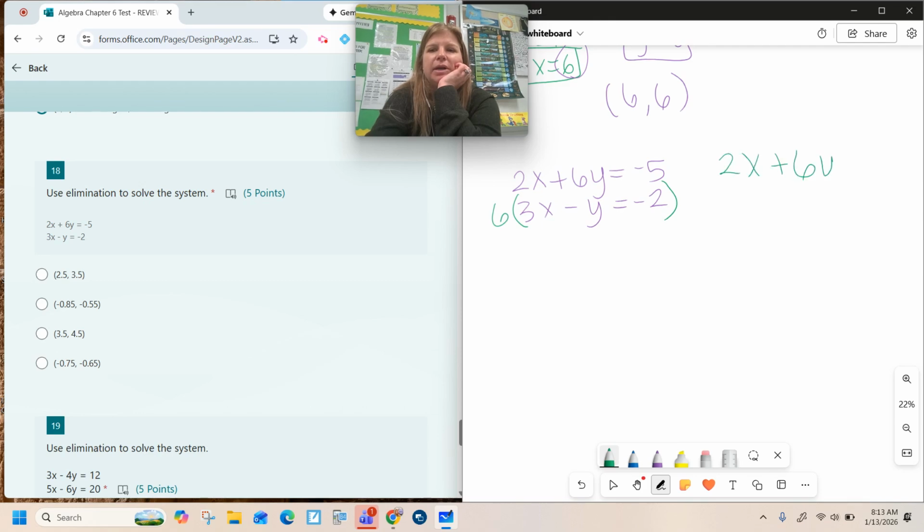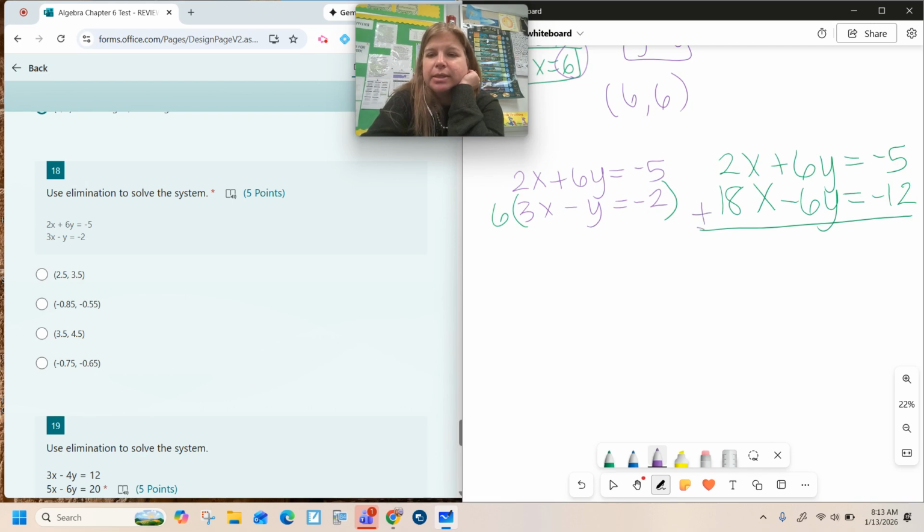2x plus 6y equals negative 5. My second equation then becomes 6 times 3x is 18x. 6 times negative y is negative 6y. And then 6 times negative 2 is negative 12. Now, if I do that on purpose, look how beautiful this is going to turn out. So I end up getting 2x plus 18x is 20x. 6y plus a negative 6y eliminates out. Negative 5 minus 12 is negative 17.